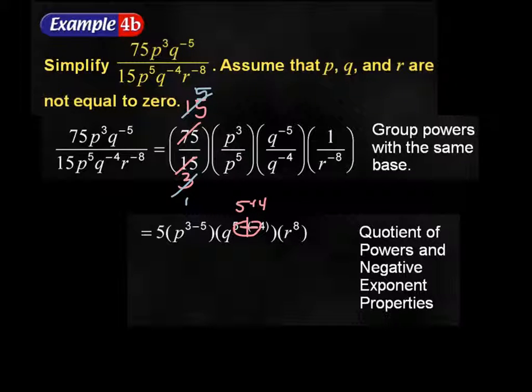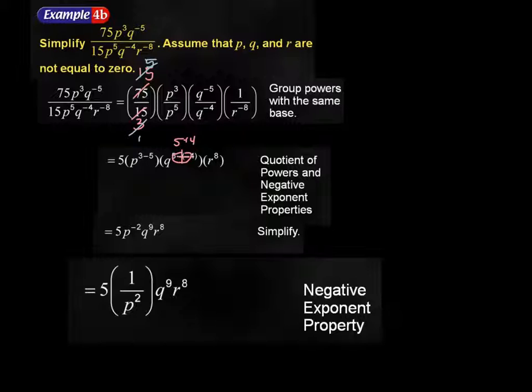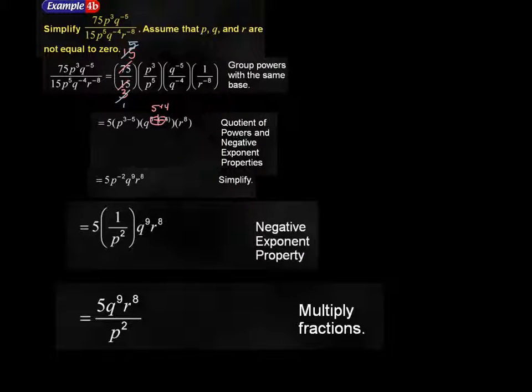Oh, yeah. Negative exponent. They just said, hey, negative exponent means reciprocal. That's cool. Okay, now it looks like we're done. 3 minus 5 is negative 2. 5 plus 4 is 9. But one more thing. They'd like us to leave our exponents positive. We're positive people. So we know negative exponent means reciprocal. And if we just clean that up, we end up with 5 q to the 9th r to the 8th over p squared. Nice final answer.